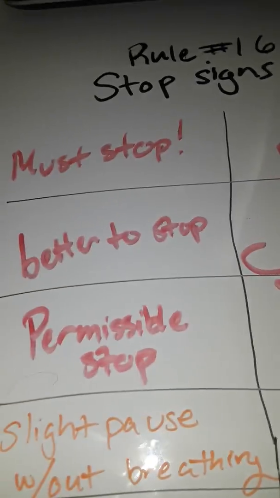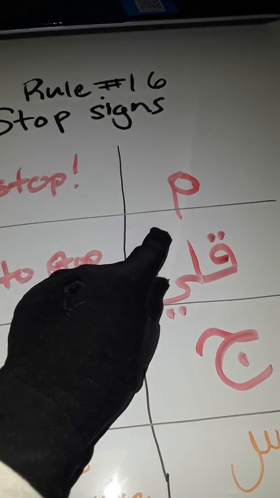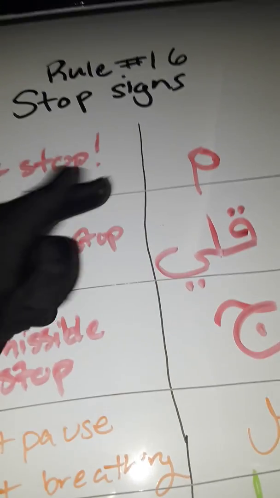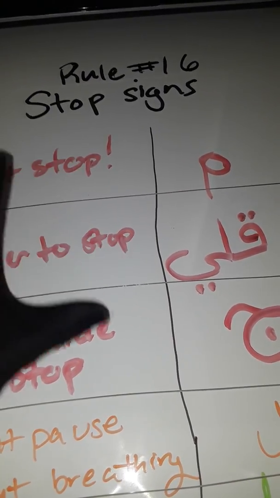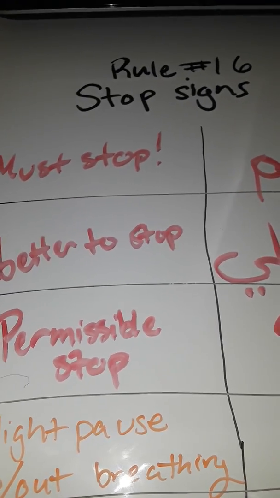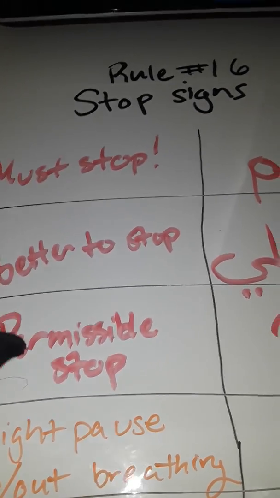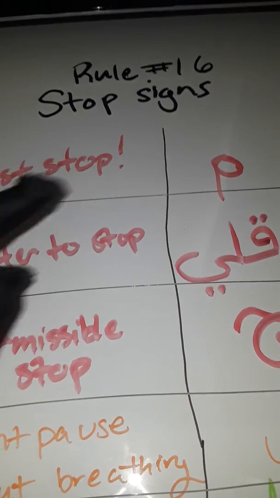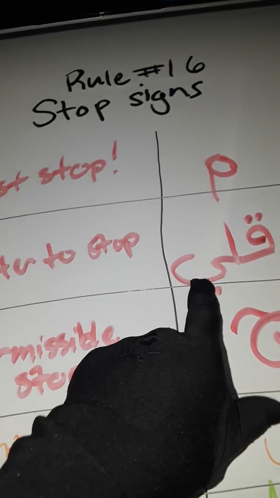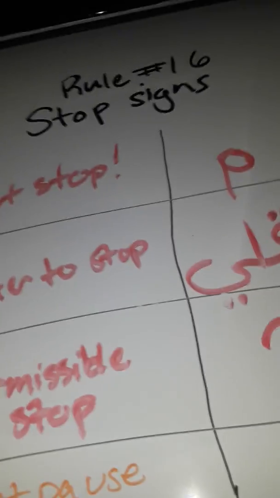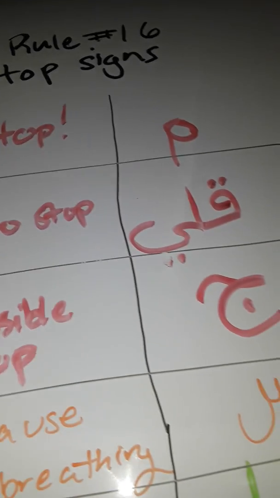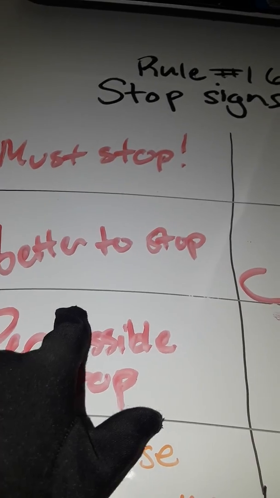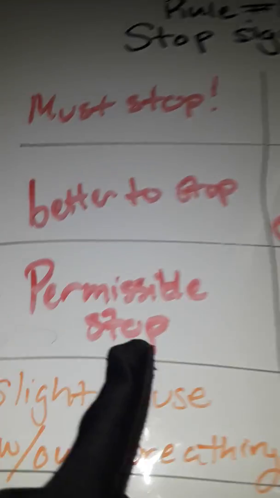So these are stop signs. This means must stop when you see the meem. This means better to stop. Now there were reasons behind it, which I'm not even going to get into. We're just sticking to the most practical and beneficial information. So it's not really necessary to get into why these things mean that. This means stop in Arabic. But it's not important to talk about those details, just that when we see this, it means better to stop. And when we see this, it means permissible stop.